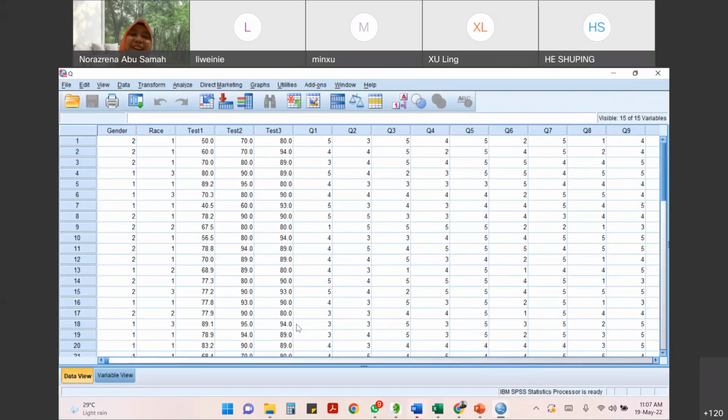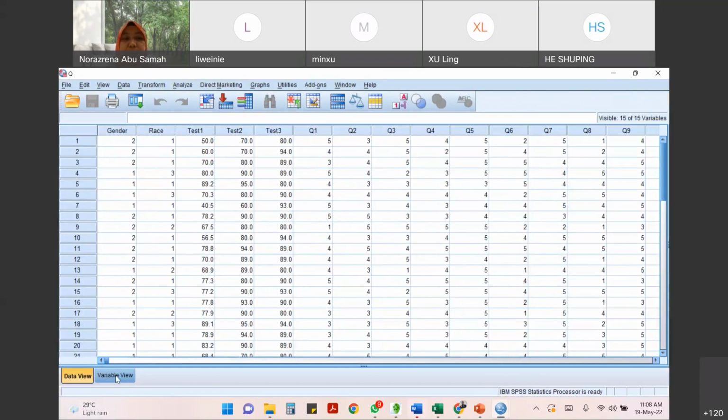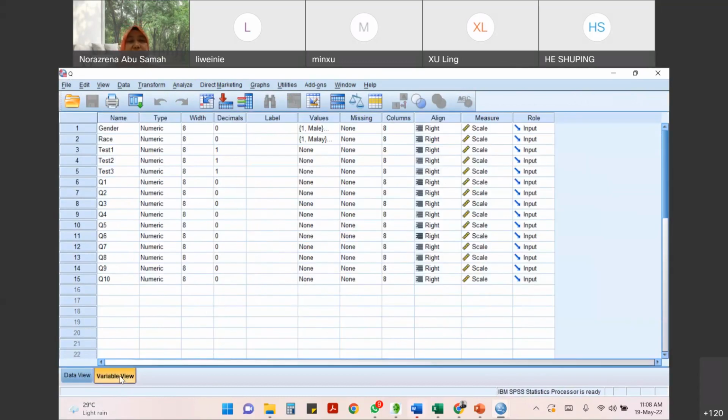All right, so in SPSS, here this is an example, you have gender, race. This is the variable view, this is the data view. You can see below, data variable. You can open yours. Here the name must be only one word. Only one word. And then the type, the decimal, you want the decimal or not?